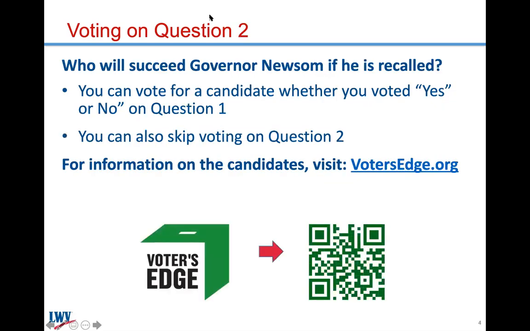In question 2, voters are asked to vote for one of the candidates presented for the office of Governor of California. Regardless of how you voted on question 1, or whether you voted on question 1, you may choose to vote for one of the candidates running to replace the present governor, should he be recalled. You may choose to vote for a candidate in question 2 or skip this question. To view information on the candidates presented in question 2, visit Voters Edge, an online nonpartisan guide to federal, state, and local elections.